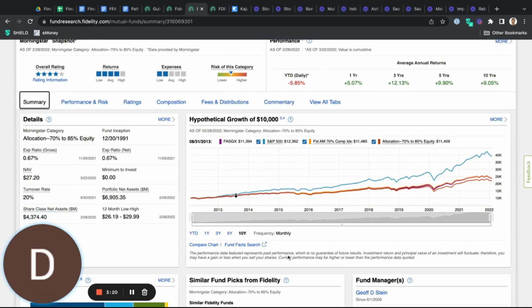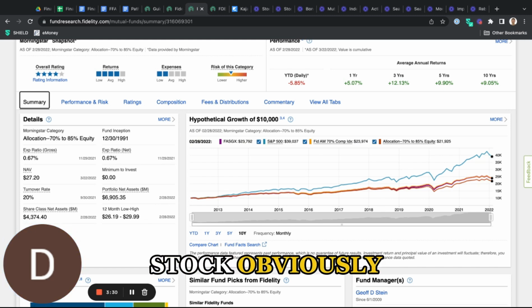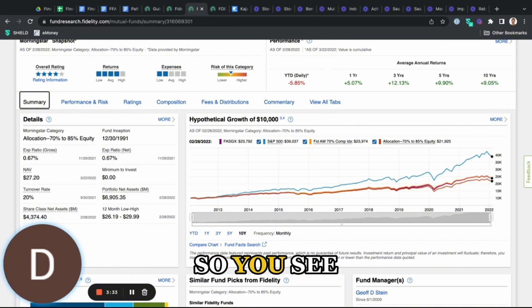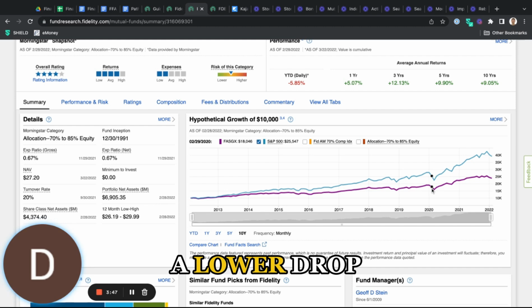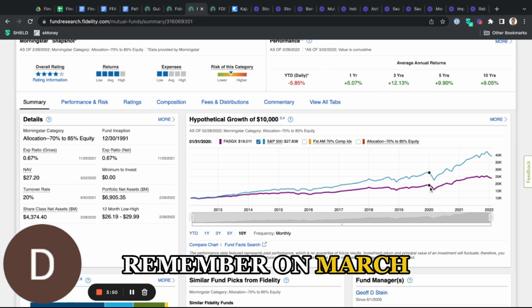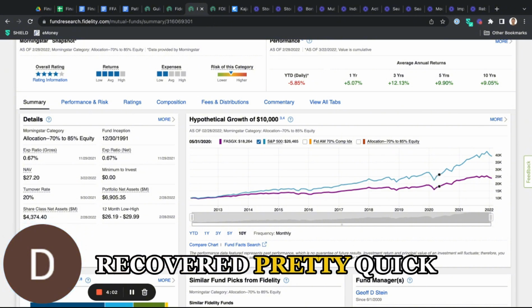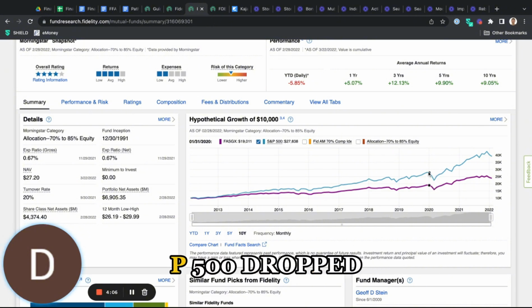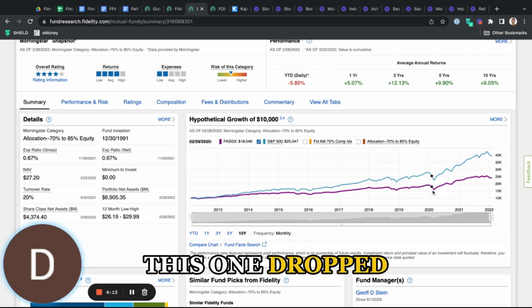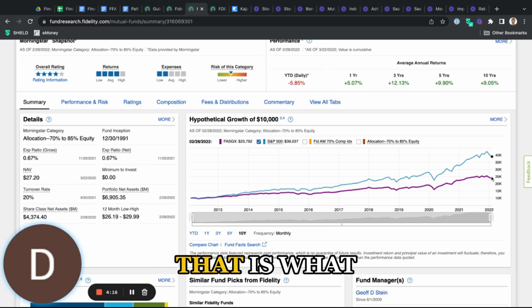So let's look, for example, at the S&P 500 compared to this fund. This is a 70 to 85% equity fund. The S&P 500 has blown it out of the water because it's all stock, obviously, and this one is only 70% stock. So you see over that time period, it can lag. Even though the S&P dropped lower, this fund had a lower drop when the pandemic hit. Remember, March 2020 is when it hit and the market just went crazy. Then the government said, hey, we'll spend trillions for businesses and send money to people, so the market recovered pretty quick. This had a lower drop. The S&P 500 dropped quite a bit more, but it also had a steeper recovery. Steeper drop, steeper recovery. This one dropped less, recovered less. Over time, that is what you're going to get.